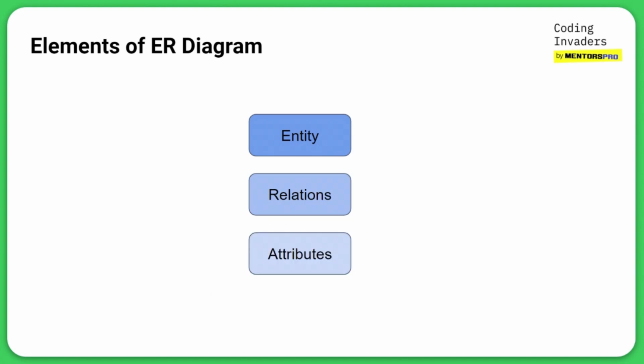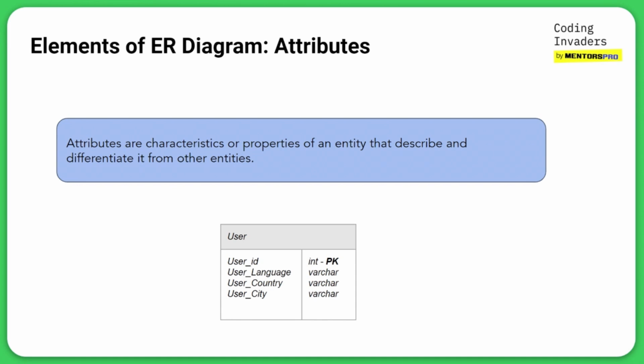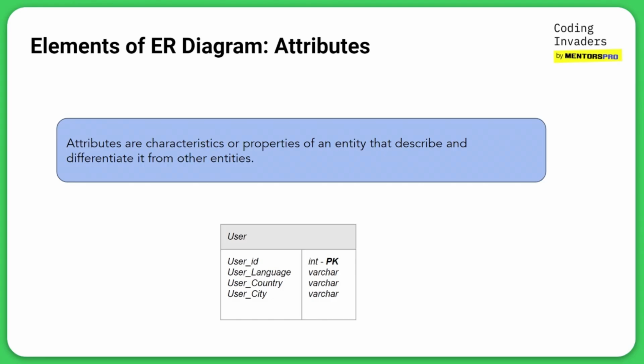You have already learned what are entity and relations. Now let us see what are attributes. Attributes are characteristics or properties of an entity that describe and differentiate it from other entities. For example, in a search engine database, an entity user might have attributes such as user ID, language, country, and city. These attributes describe the properties of each user in the database and allow us to differentiate one user from another.